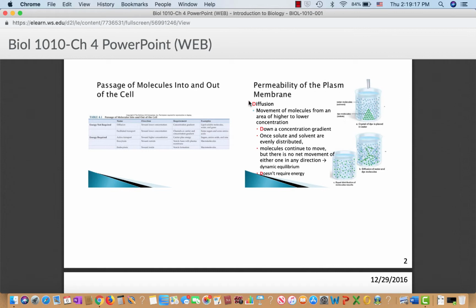So permeability of the plasma membrane. If you're going to diffuse, you move down a concentration gradient. It does not require energy.